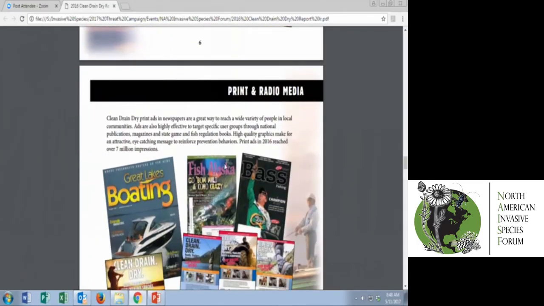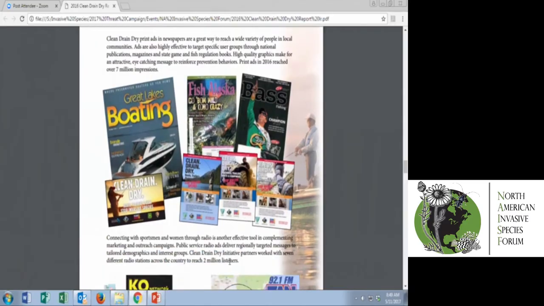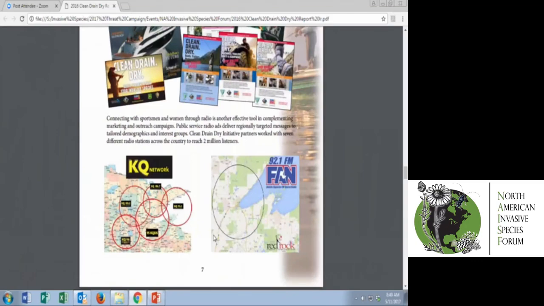We also use print ads in popular game and fish publications, Great Lakes Boating, where I work with the Great Lakes Restoration Initiative. And we do a lot of work with the Bureau of Land Management in Western game and fish publications, Alaska Sportsman's Magazine, California Sportsman's Magazine, really trying to reiterate that message in a variety of formats to a variety of users, but keeping that consistent message of Clean Drain Dry. Whether you're a fly angler, an ATV rider, a backpacker or even a hiker, that Clean Drain Dry message is still relevant. Another exciting tool that we use is geofencing.